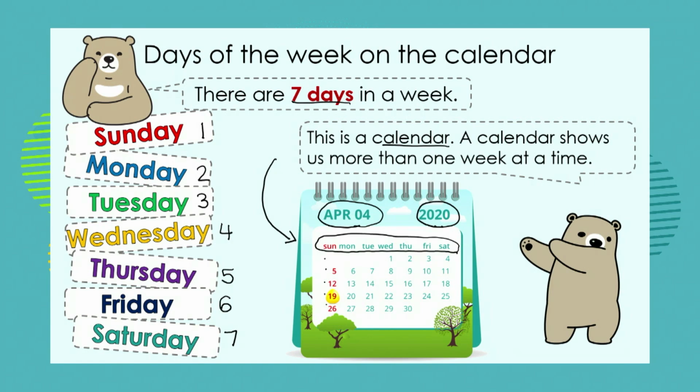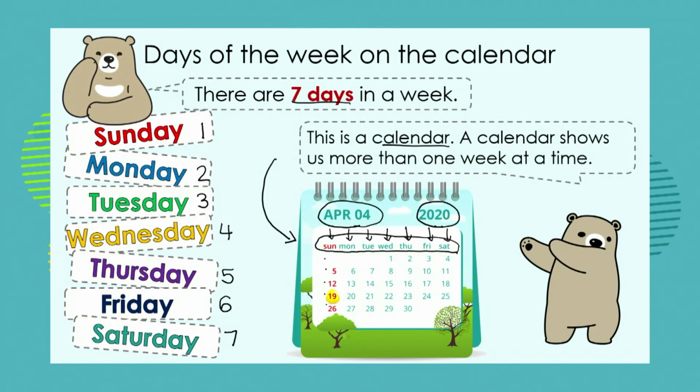We can see that the days of the week start with the first day, which is Sunday. Then we have Monday, Tuesday, Wednesday, Thursday, Friday, and Saturday. You can see that the words of the days of the week on the calendar are a bit shorter. It's too difficult for us to write the full word, so we use what we call an abbreviation for the day of the week. So we can see instead of writing Sunday, we just write sun. Instead of writing Monday, we just write mon.